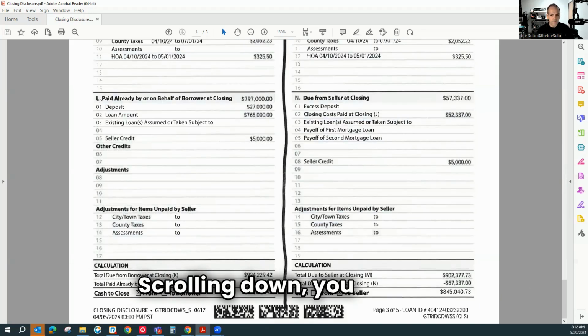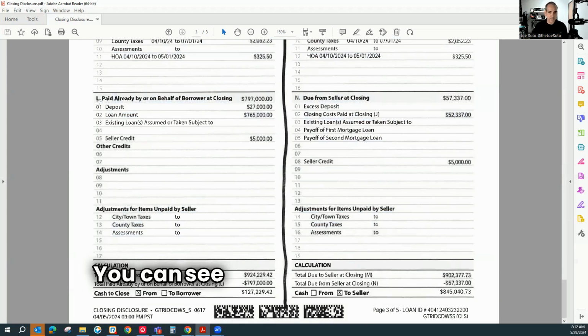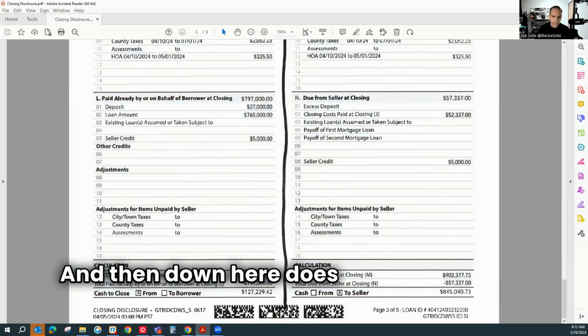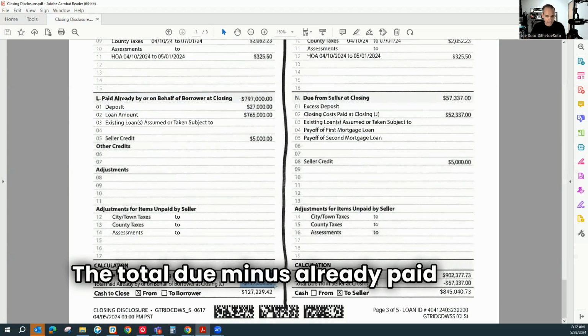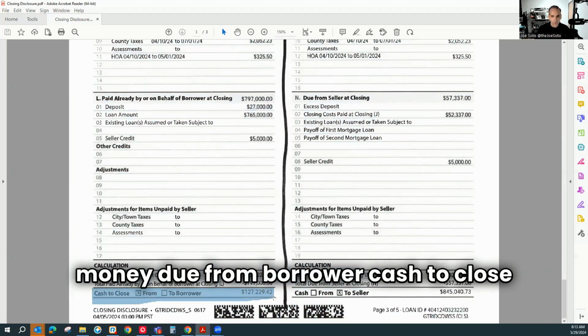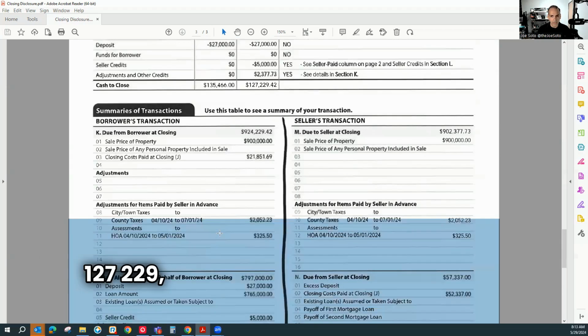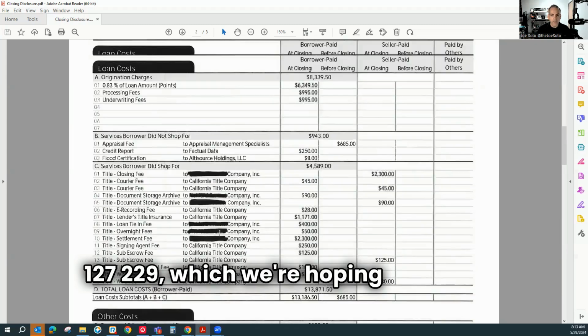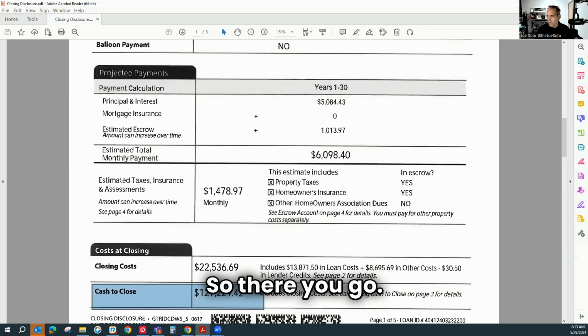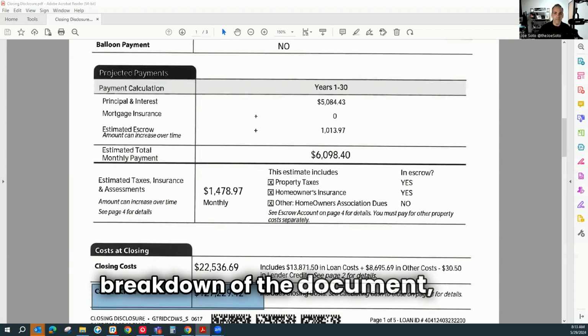Scrolling down, you can see here what the client has already paid. They got a deposit of 27. They got a loan of 765. They got a seller credit of 5 grand. And then down here it does the calculations, right? It does the total due minus already paid equals the remaining money due from borrower. Cash to close from borrower 127, 229, which we're hoping adds up to this. So there you go. That gives you the whole breakdown of the document, right?